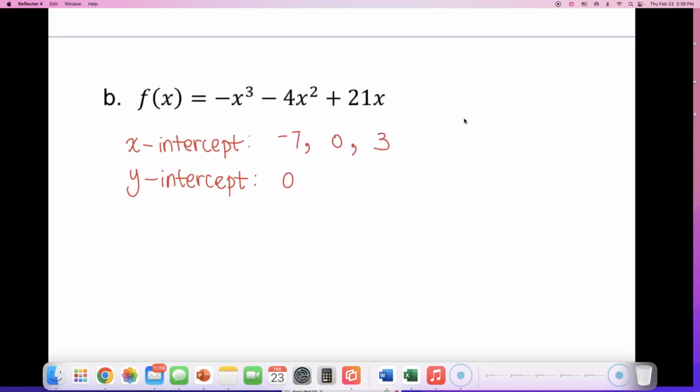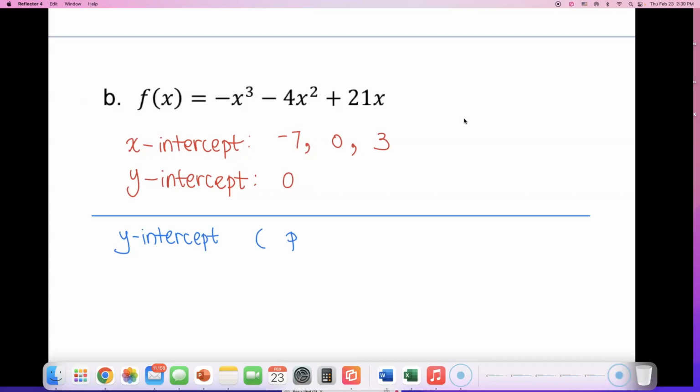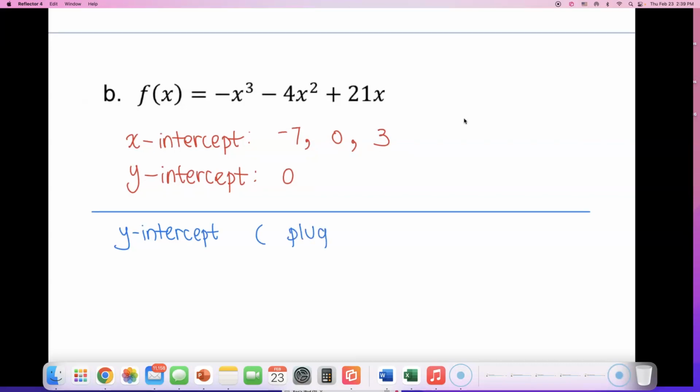Now, if you want to find the y-intercept by hand, you know the answer already, but you will plug in x equals 0. That's all you have to do to find the y-intercept for any function, really. So y equals negative 0 cubed minus 4 times 0 squared plus 21 times 0.